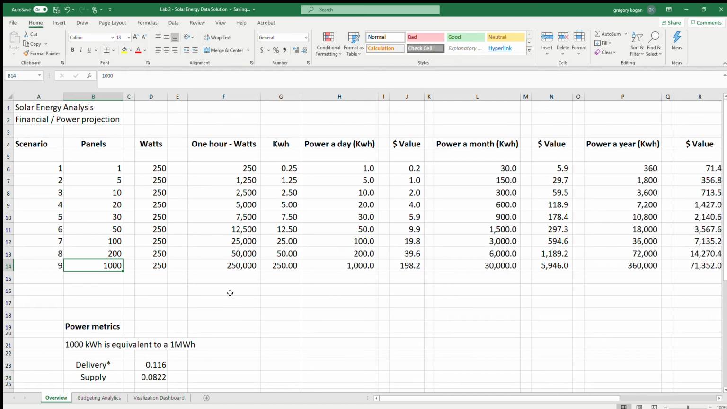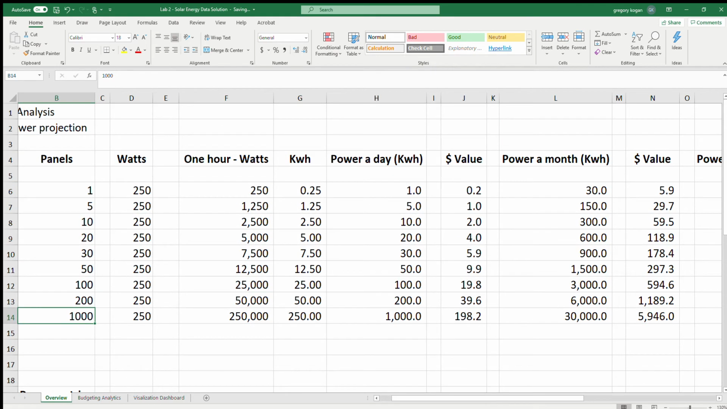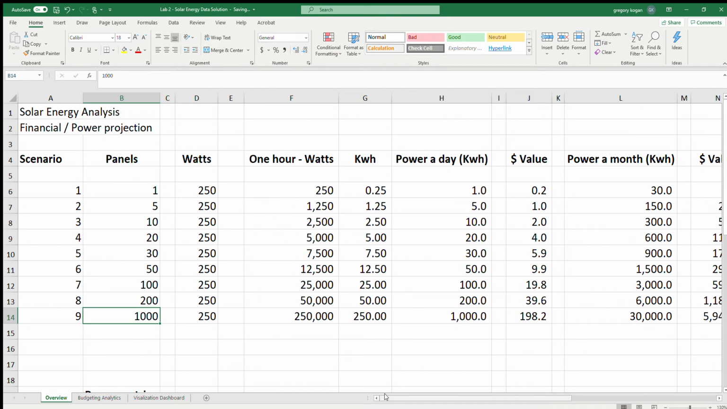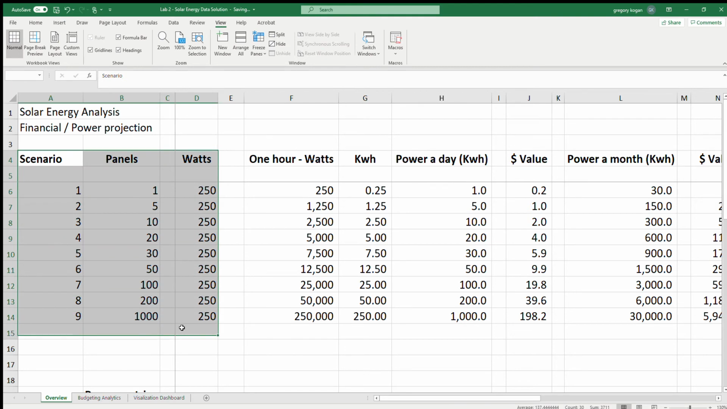Hi everyone. So in this overview of the solar project, we're trying to figure out the break-even analysis on a certain purchase of solar panels, right? So we can see here, let's go to View, Freeze Panes. You can see here this is a breakout of this whole piece.